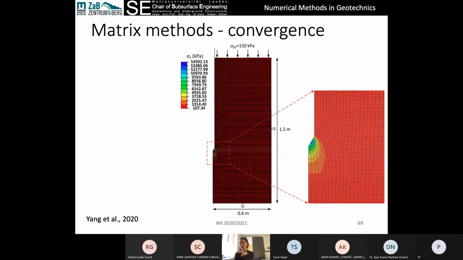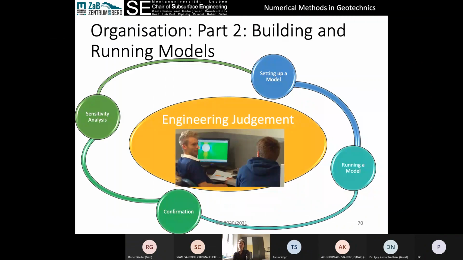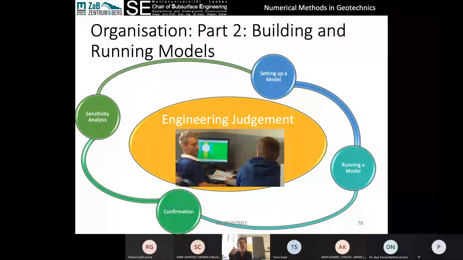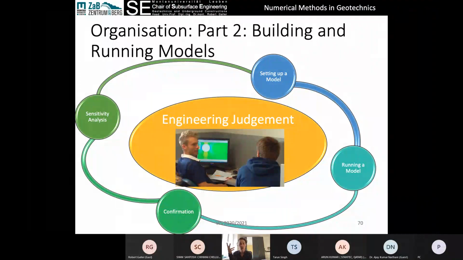So even though an error might be frustrating, it also is giving you information about your system. All right, so now we're rounding the corner then into our engineering judgment. We've set up our model. There's a lot of things to think about. We've run our model. We've thought about our stop criterion, what it means when our model has an error.